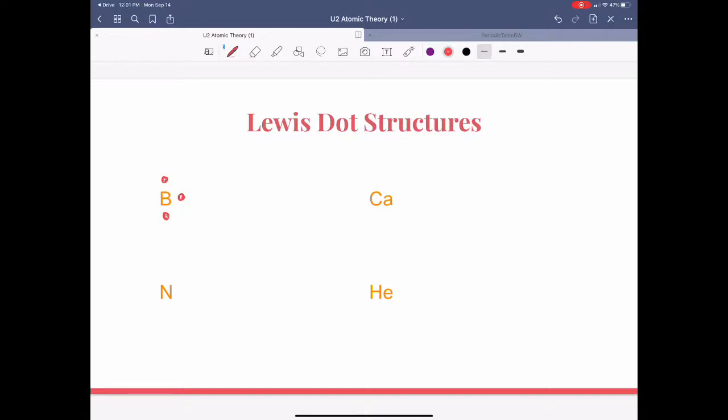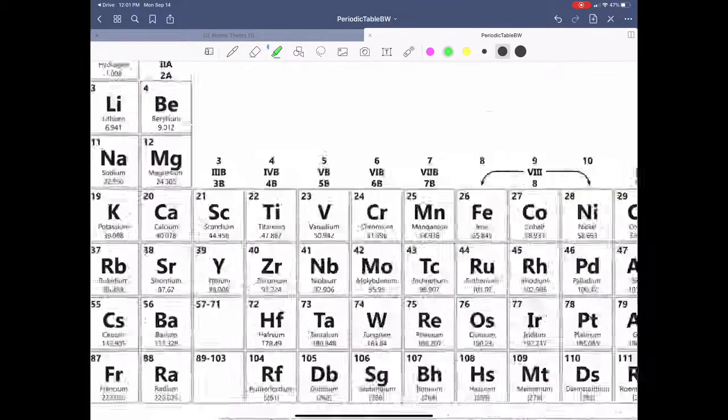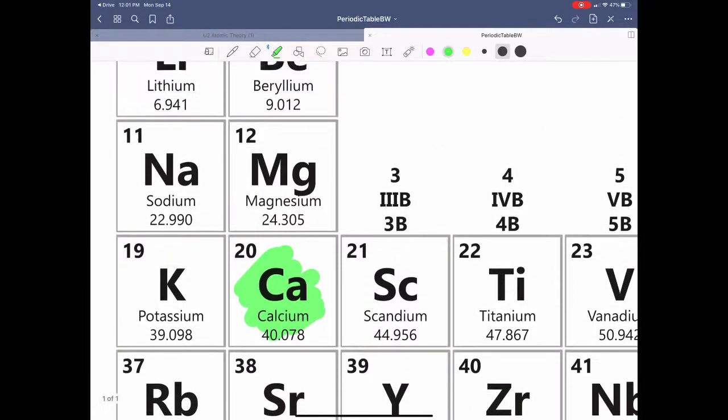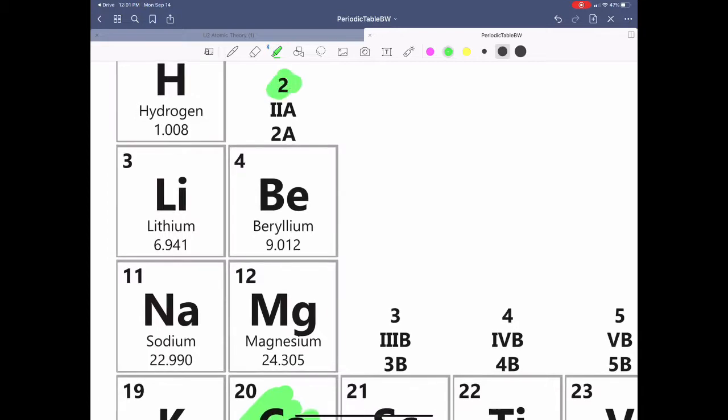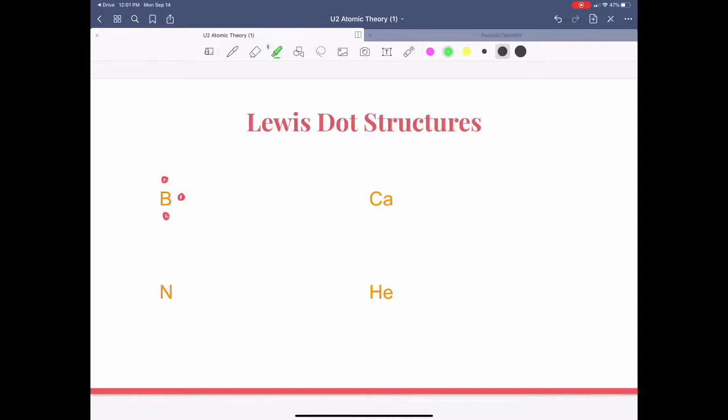All right, let's look at calcium, the next one, Ca. So let's go to our periodic table and locate calcium. Over here on the left side, number 20. So what is my group number? Group number 2. So how many valence electrons do I have? I have 2 valence electrons. So I need to put 1 on each side. 1, 2, and I'm done.